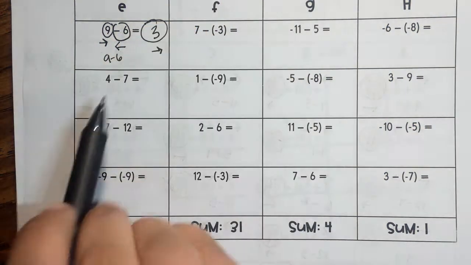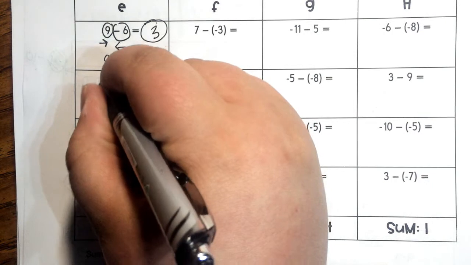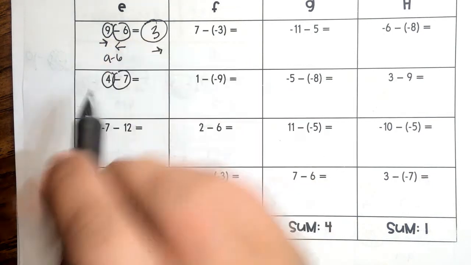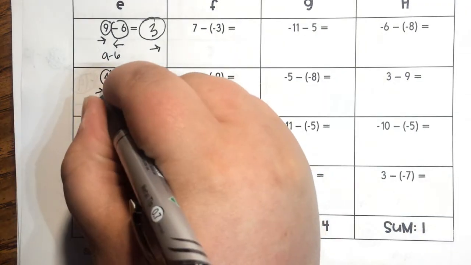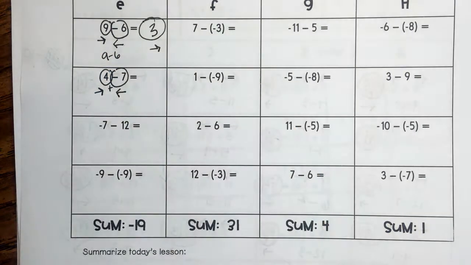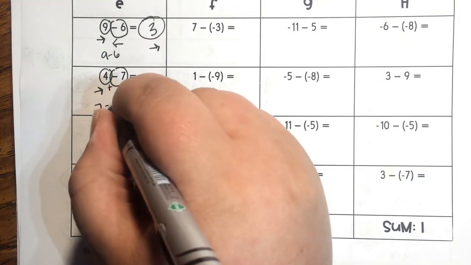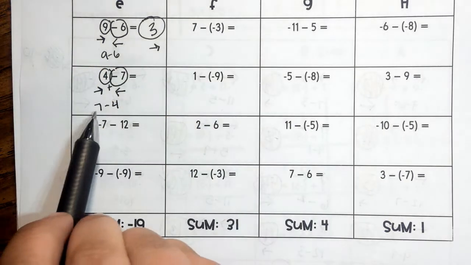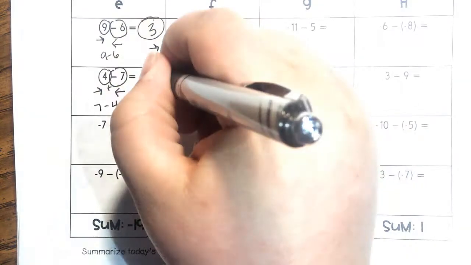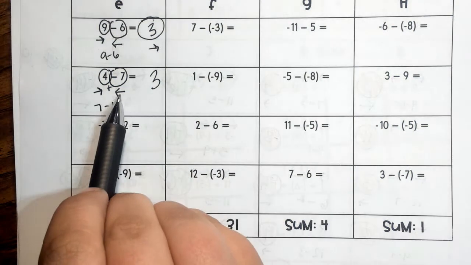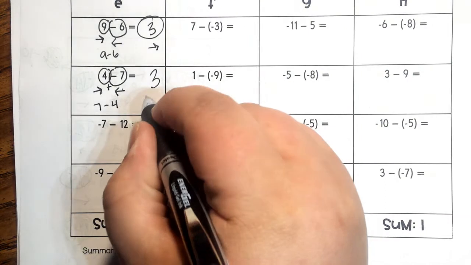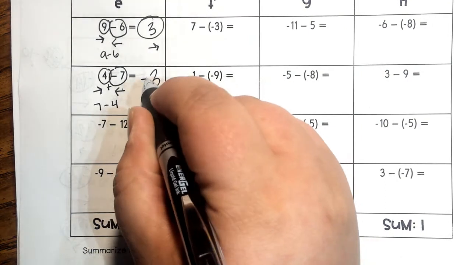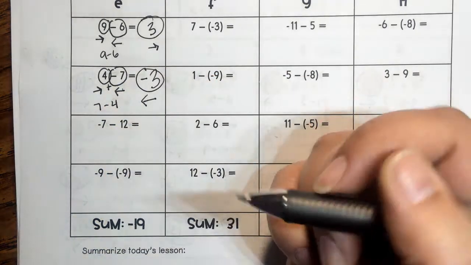I'm circling in the next problem. We've got 4 minus 7, so I've circled 4 and minus 7. So this is looking like 4 plus negative 7. 4 is to the right of 0, negative 7 is to the left of 0. So I'm really thinking about the difference between 4 and 7. How much space is between 4 and 7, or what is 7 minus 4? 7 minus 4 is 3. 7 is bigger, and 7 was going to the left, so I know my final answer will go to the left, which is negative. So I've got negative 3.